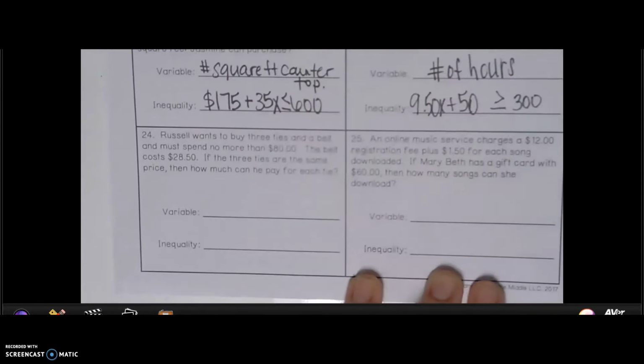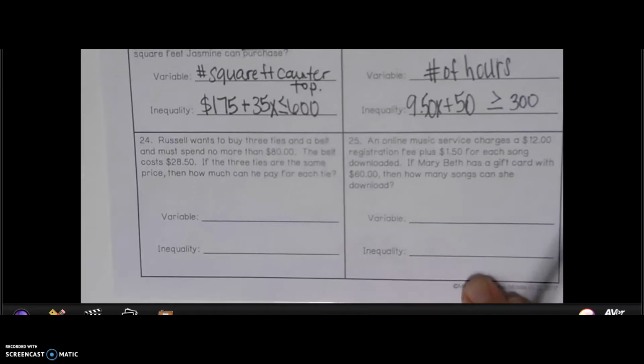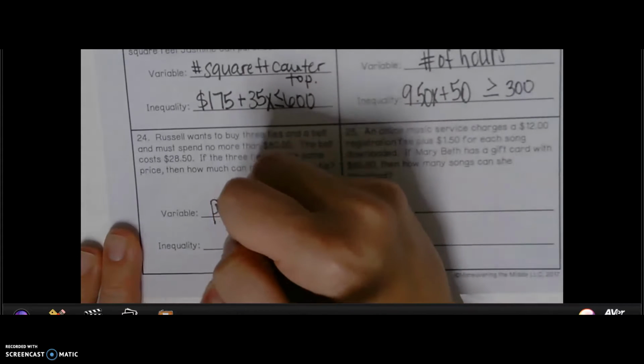Okay. Mrs. Russell wants to buy 3 ties and a belt and must spend no more than, so less than or equal to, $80. The belt costs $28.50. If the 3 ties are the same price, how much did he pay for each tie? So our variable is the price per tie.